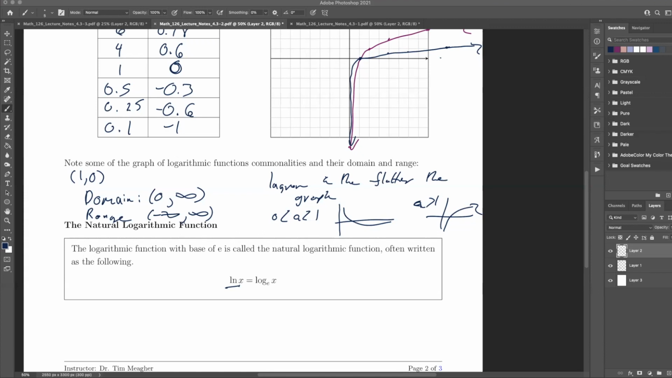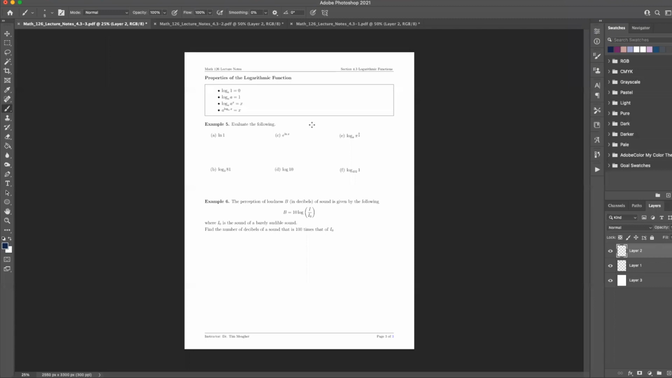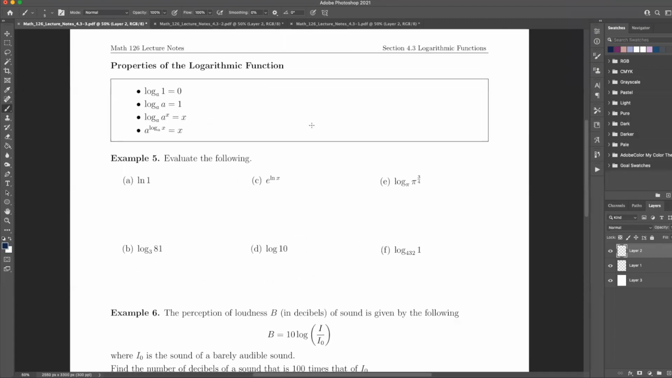Okay, all right, so let's do the last page. Here we're going to talk about some properties of logs, and I'll explain where some of this comes from. Log base A of 1 is always 0. Why? Because A to the 0 is always 1, right? Log base A of A is 1. Why? Because A raised to the first power is always A, right? And this is just the inverse property.